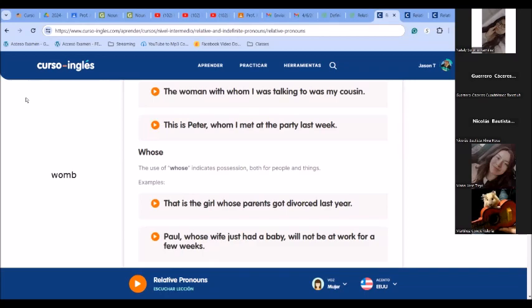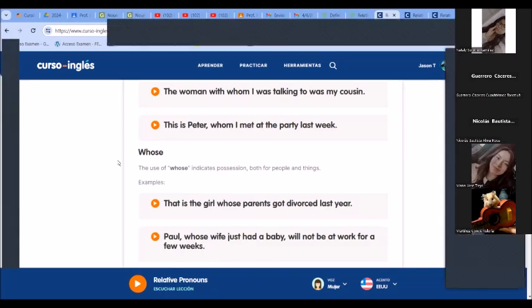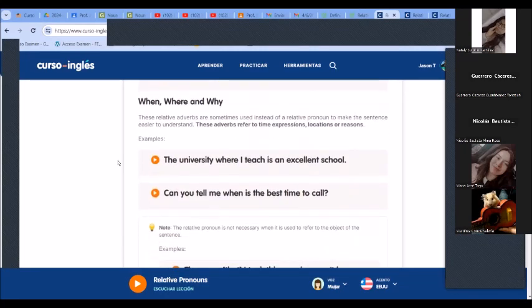Let me clear my screen. Let's go down some more. Now, those are relative pronouns. What about relative adverbs? Cuauhtémoc. These relative adverbs are sometimes used instead of a relative pronoun to make the sentence easier to understand. This adverb refers to time, expression, location, or reasons.